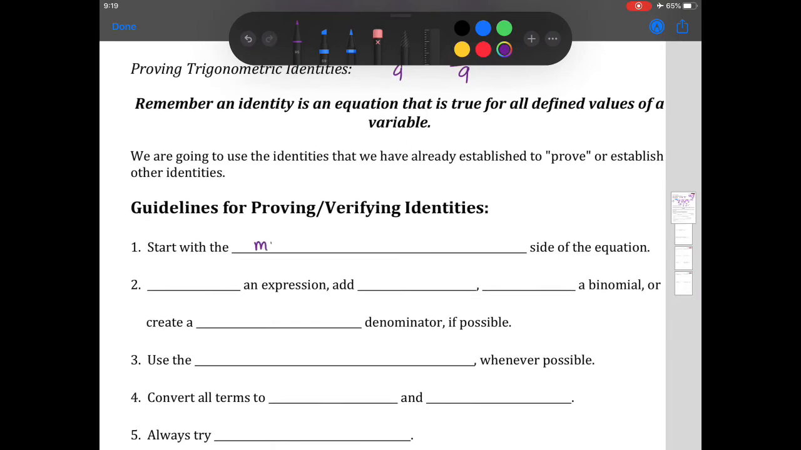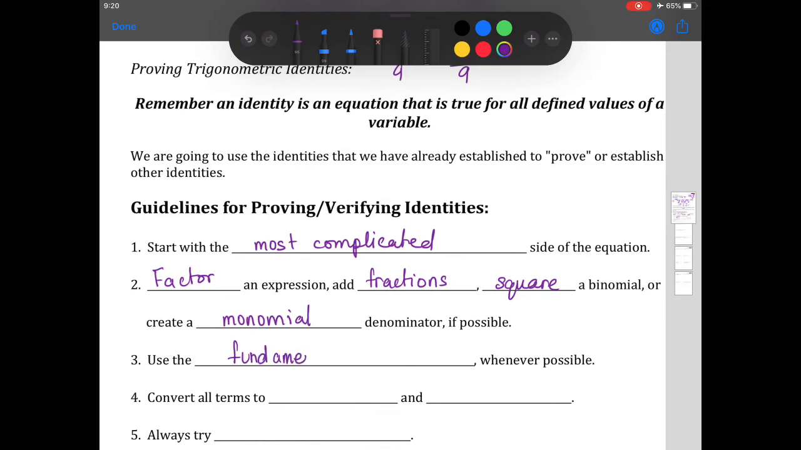Guidelines for proving, verifying identities. Start with the most complicated side of the equation. And I said that above too. Factor an expression, add fractions. Each question will be different, right? Square a binomial or create a monomial denominator if possible. Use the fundamental identities.